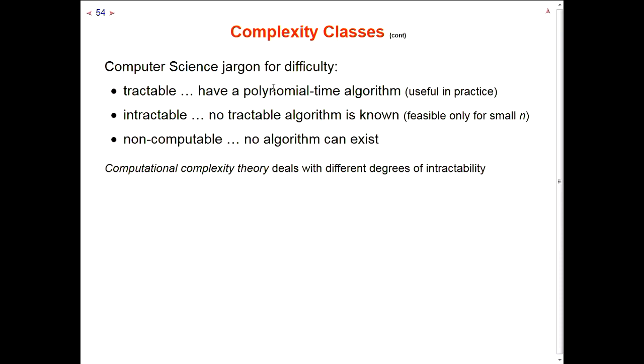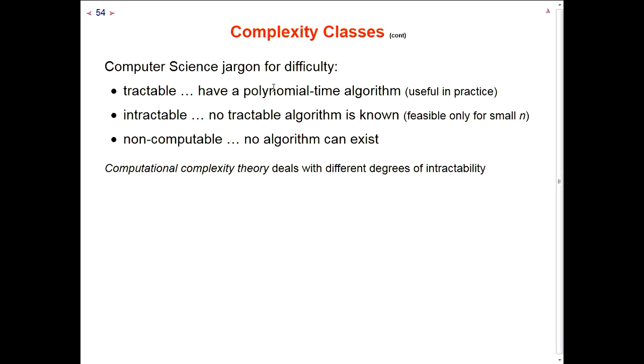There is a computer science jargon for difficulty. We call problems tractable if they have a polynomial time algorithm. And that means this is a practically solvable problem. It can be used in practice. Sorting is an example. Searching for an element is an obvious example. Matrix multiplication is also an example.